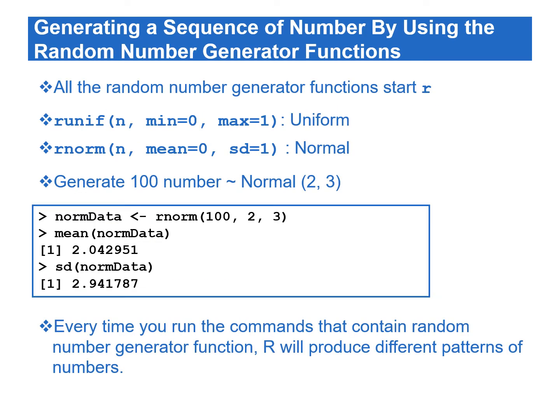In some applications, we might need to generate random numbers. All the random number generator functions start with the letter r. This example generates 100 random numbers following a normal distribution, with mean equaling 2 and standard deviation equaling 3. Since these generated numbers are random, every time we run the commands that contain a random number generator function, R will produce different patterns of numbers.